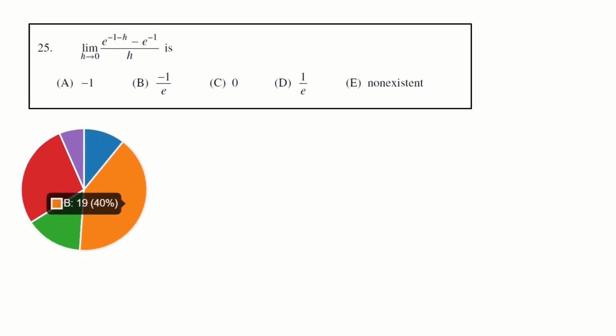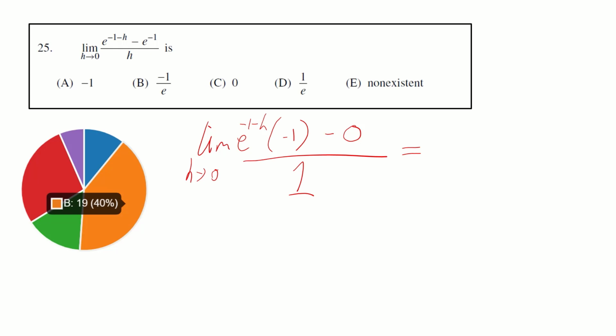Next, the limit of this expression. Now note that when h is equal to 0, the denominator and numerator both are equal to 0. In that case, obviously, we can use L'Hopital's rule. When using L'Hopital's rule, we need to differentiate the expression with respect to h. Using the rule, this will equal 1. And e to the power of negative 1 minus 1 is 0. Here it is e to the power of negative 1 minus h. And differentiating negative 1 minus h gives negative 1. And substituting h equals 0, it is equal to negative e to the power of negative 1. And therefore it is negative 1 over e. So the answer is B.